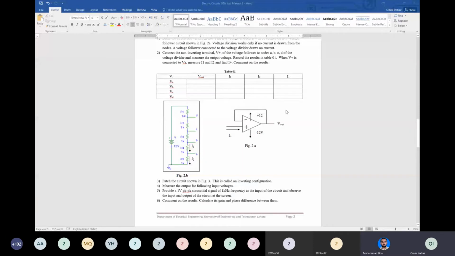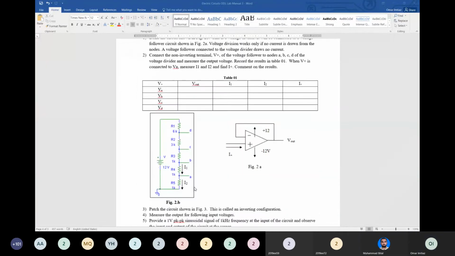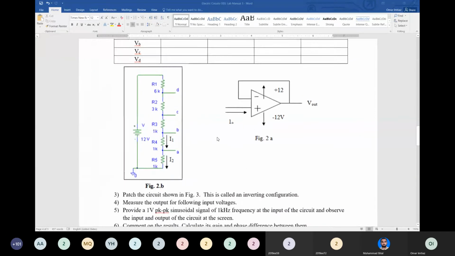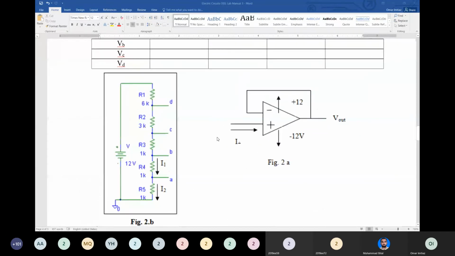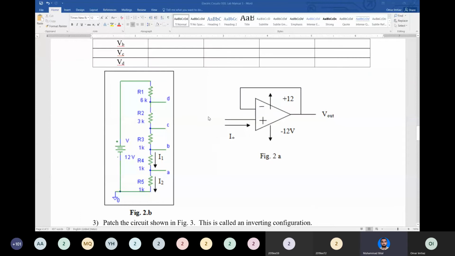Kindly zoom in the Word document a little bit so that we can see clearly. Okay. It's okay now. Thank you.